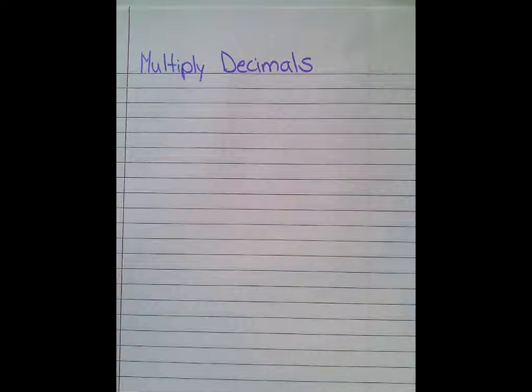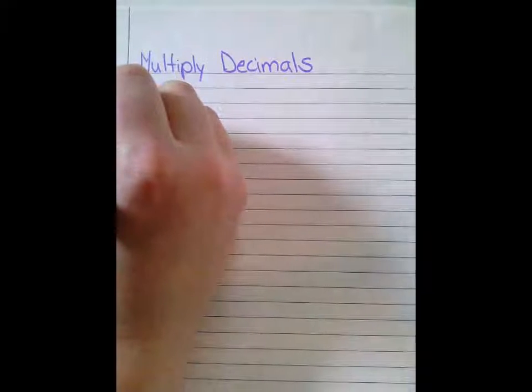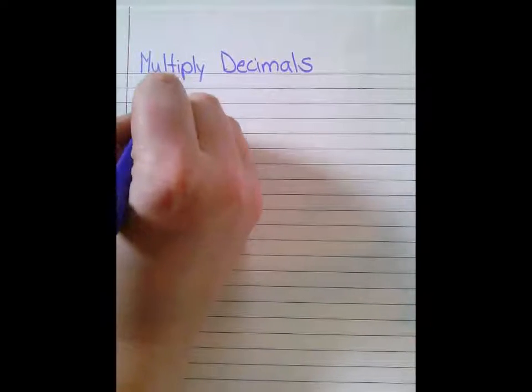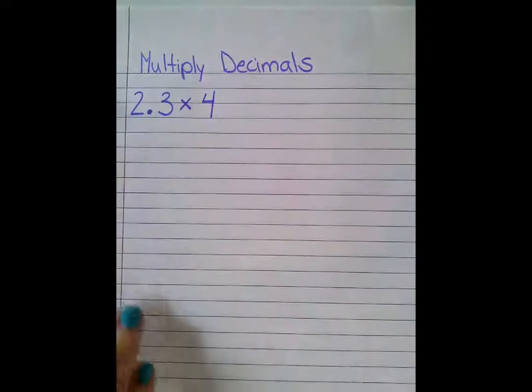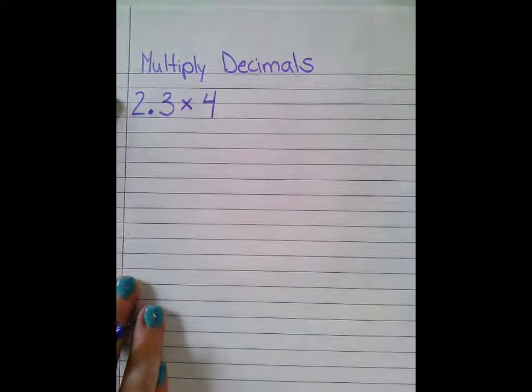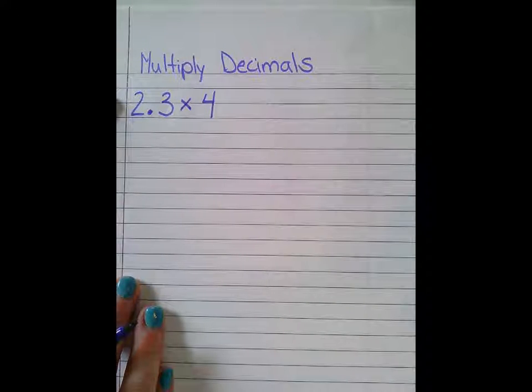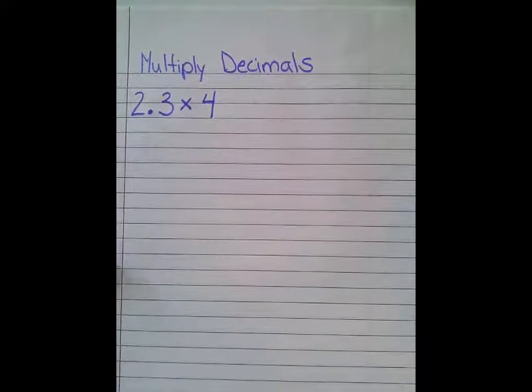Today we're going to talk about multiplying decimals. Multiplying decimals is very similar to multiplying whole numbers. So we're going to start with the number 2 3/10 times 4. Now, looking at this problem, it's a little tricky because of our decimal point, but we can think of this as a problem with whole numbers.